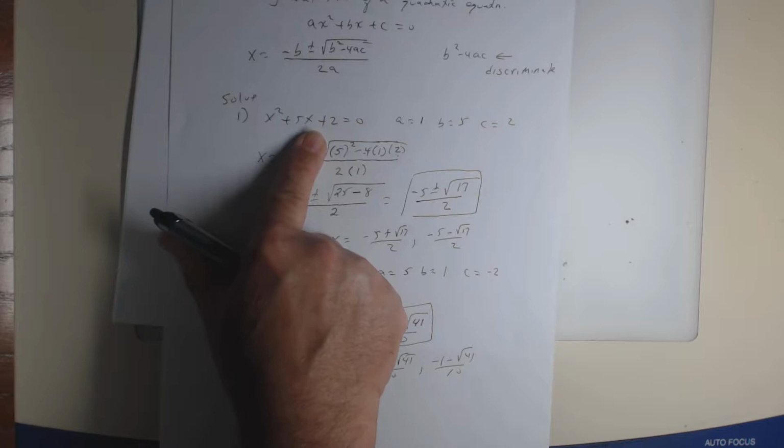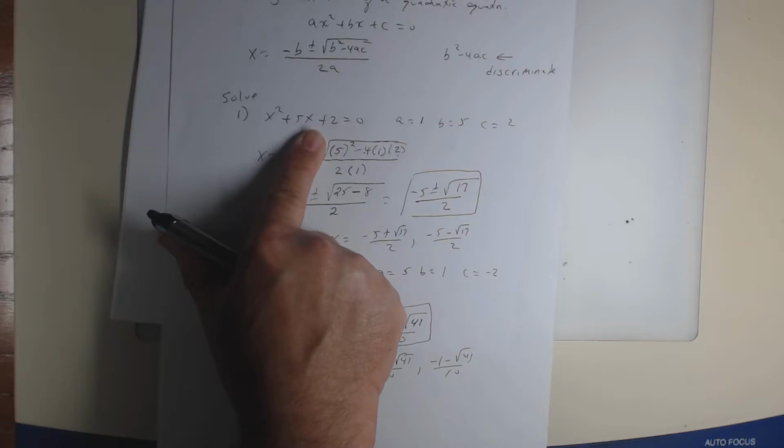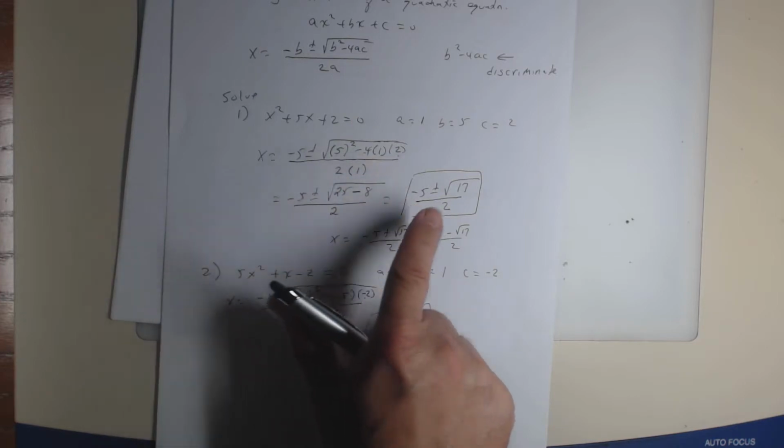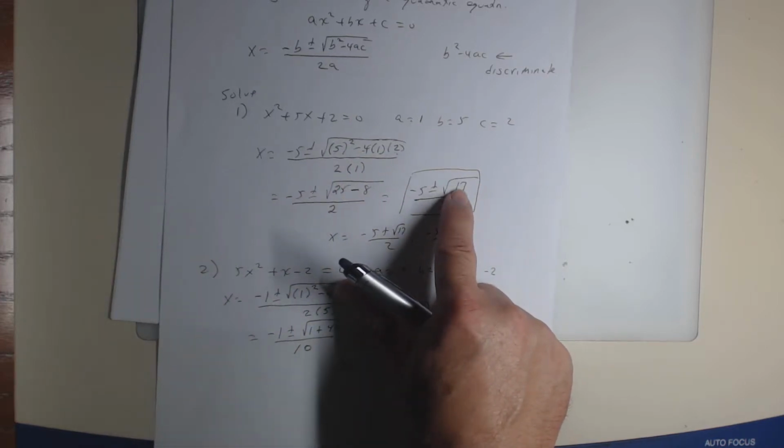Someone said square root of 17, someone said 17. Which one is it? 17. Don't say the square root of 17. That's not the value of the discriminant. The discriminant is only the part that's located under the square root. It's only the radicand. So the value of the discriminant is what? 17.